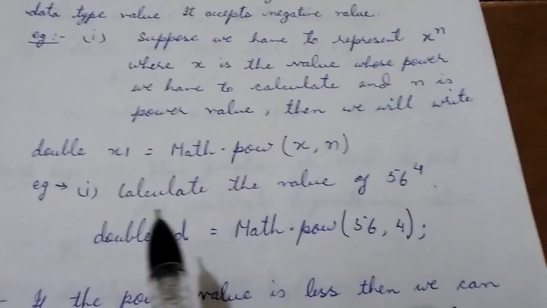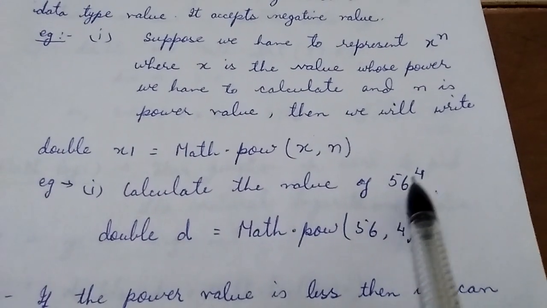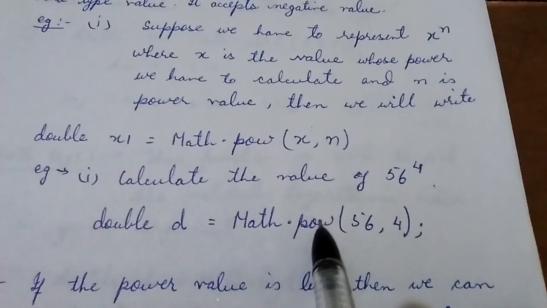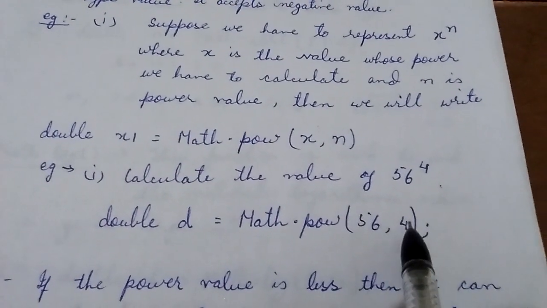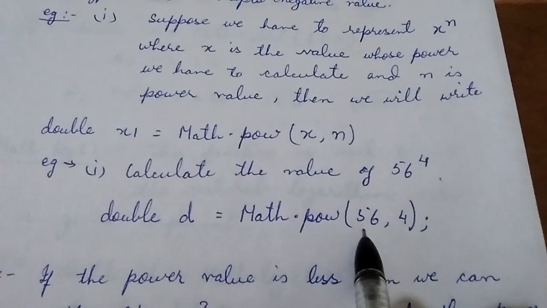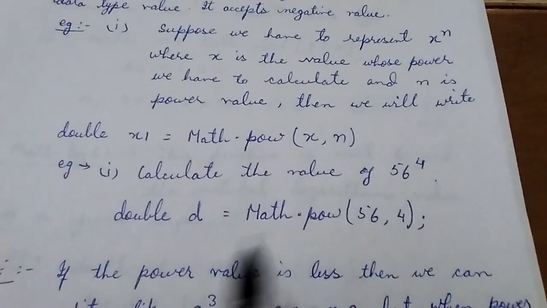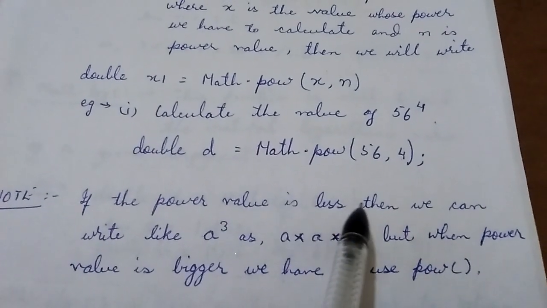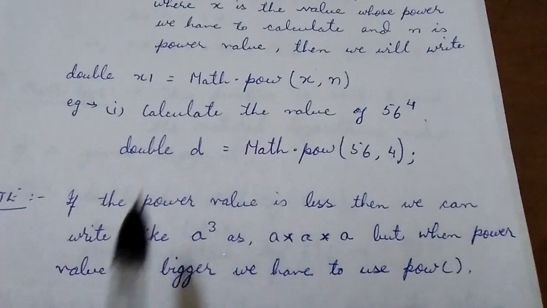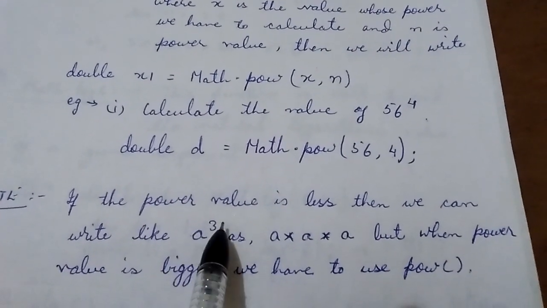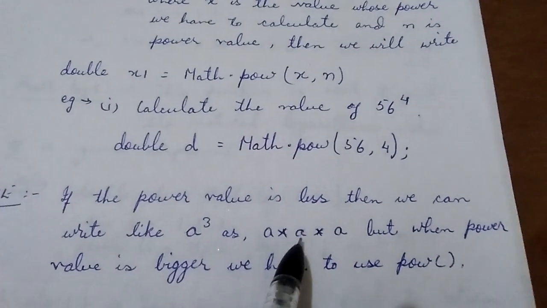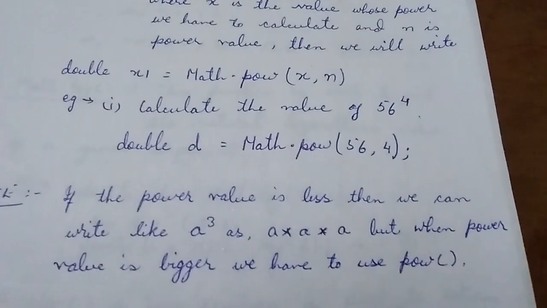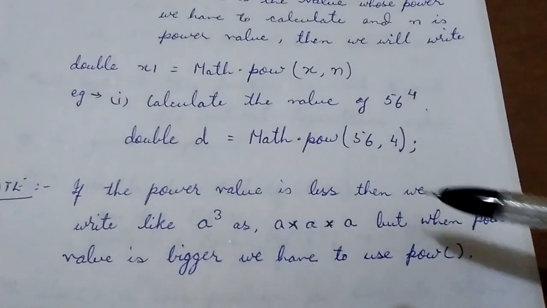So based on this, if we have to calculate the value 56 to the power of 4, then we will write double d equals Math.pow(56, 4). So this is your x and this is your n. Now it is important to note that if the power value is small, then we can also write a to the power of 3 as a into a into a. Because in some places we see that instead of using the pow function, it is written like this.